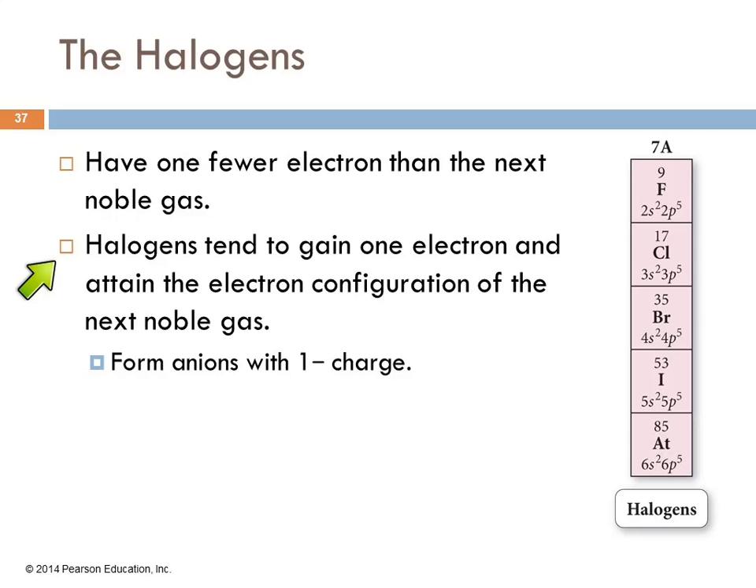So the halogens are also quite reactive. They tend to gain 1 electron to get the next noble gas configuration. And so they form anions with a 1- charge. This is explaining the behavior that had been observed of how the halogens form -1 ions and the alkali metals form +1 ions.